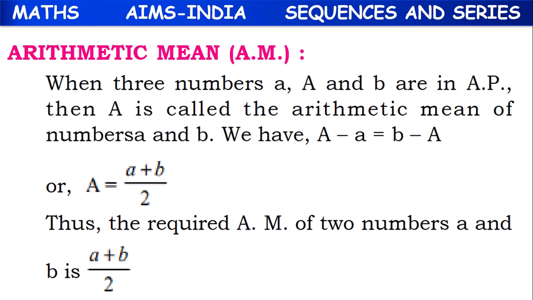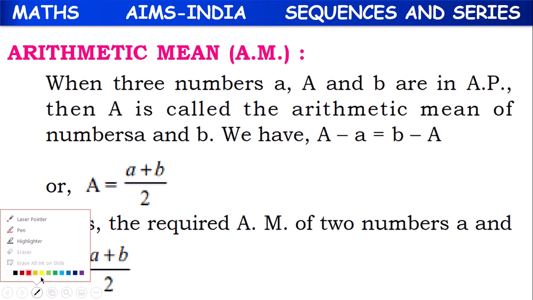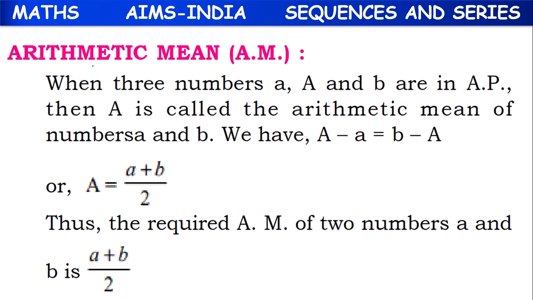After that, our today's concept is regarding arithmetic mean. So here, when three numbers like small a, capital A and small b are in AP, then this capital A is called the arithmetic mean of this small a and small b.